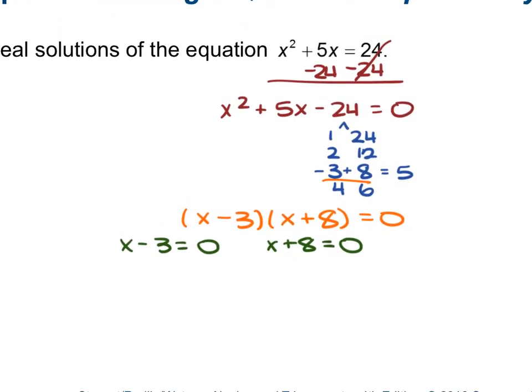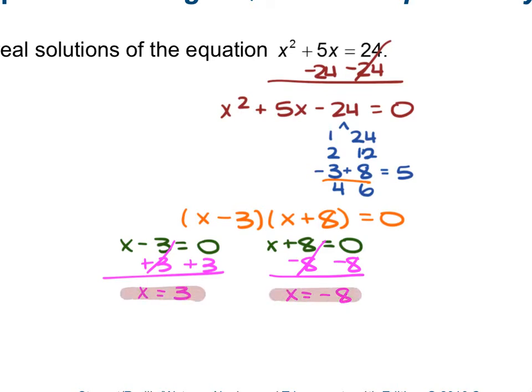For the x minus 3 is equal to 0, we add the 3 to both sides, and we get that x is equal to 3. For the x plus 8, we subtract the 8 from each side, and we get that x is equal to negative 8. So we have two solutions here, one that is 3, one that is negative 8.